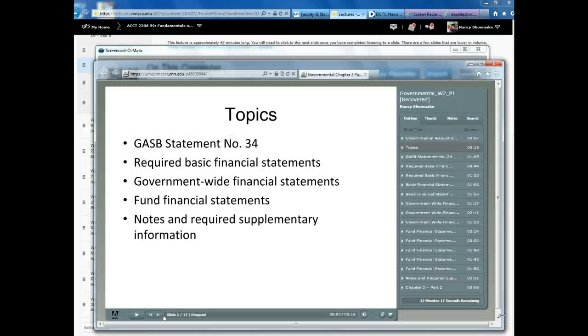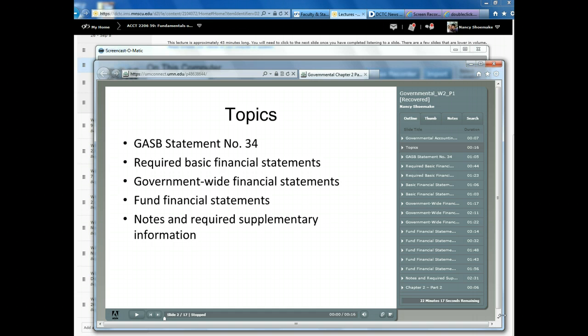Whenever we get various boards involved with enhancing our reporting, it becomes complicated. There is a new statement out, Statement number 34, that requires a variety of reporting for state and local funds.